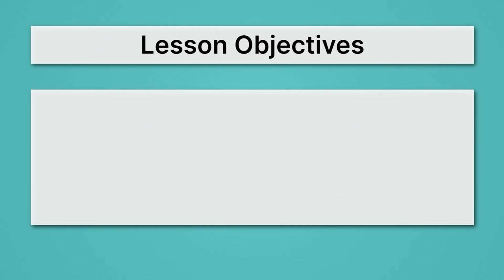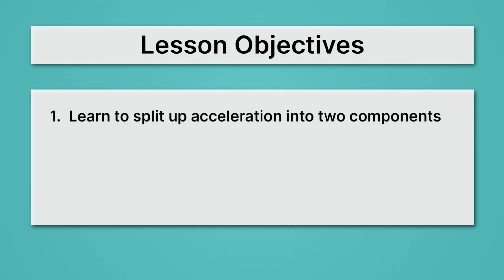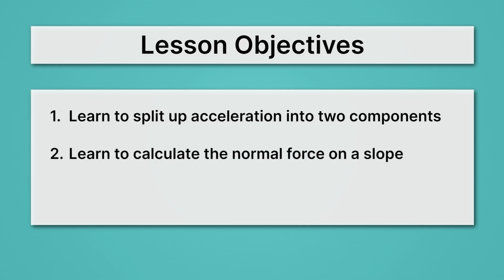Let's review our lesson objectives. First, you'll learn to split up acceleration into two components. This is very similar to what we did in our lessons on projectile motions and kinematics. And so we'll see here, you can just split up acceleration into two components. Then we'll learn to calculate the normal force on a slope. And there you'll see that when we have the two components of acceleration, one of them is going to give us info about the normal force.